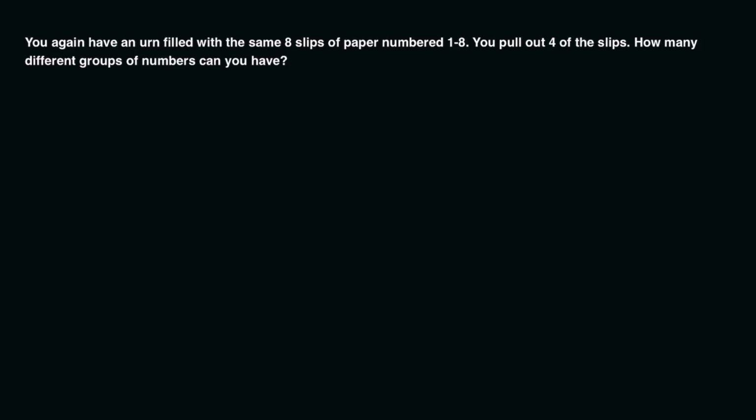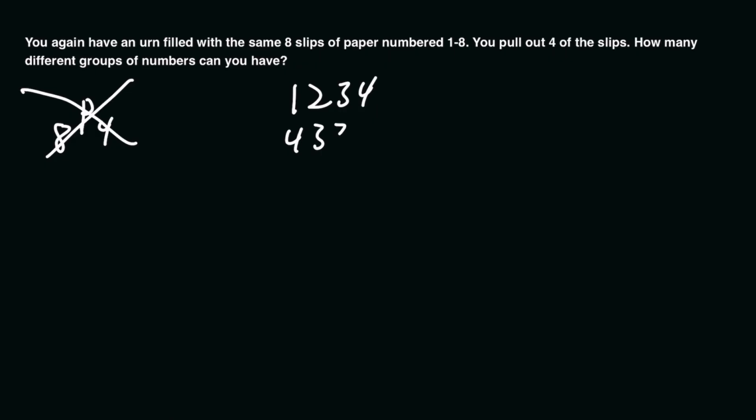You again have an urn filled with the same 8 slips of paper numbered 1 through 8. You pull out 4 of the slips. How many different groups of numbers can you have? You might be tempted to say it is also just 8P4, but that is incorrect, and I'll explain why. 8P4 accounts for the order we took the slips out, but for this problem, the order doesn't matter. For example, you could have picked 1, 2, 3, 4, or 4, 3, 2, 1 and gotten the same group. So with 8P4, we have counted each possible group of numbers multiple times.